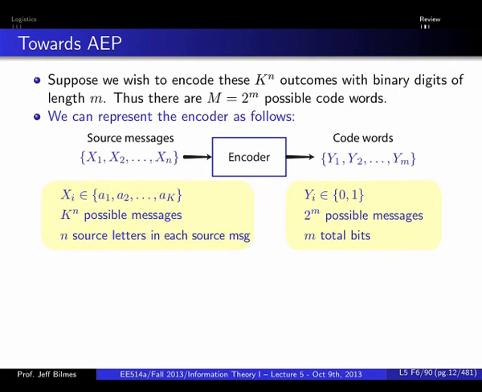So we've got k to the n possible strings here. Source strings, alphabet size k. There are n source letters in each message. So each message consists of a sample of these n random variables.